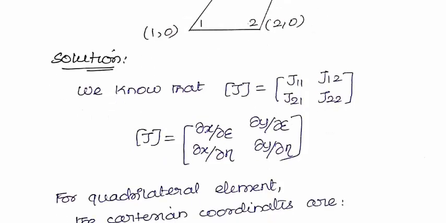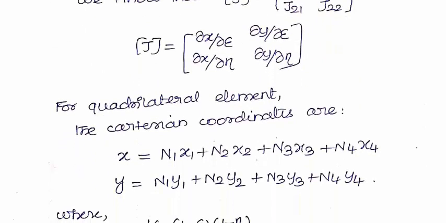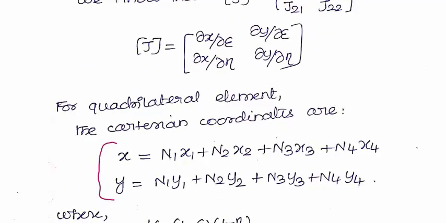For quadrilateral element, the Cartesian coordinate positions can be calculated using the formula x is equal to n1x1 plus n2x2 plus n3x3 plus n4x4. Here x1, x2, x3 and x4 are the x coordinate positions of the nodal points. n1, n2, n3 and n4 are the shape functions. Similarly, y coordinate position formula is n1y1 plus n2y2 plus n3y3 plus n4y4.